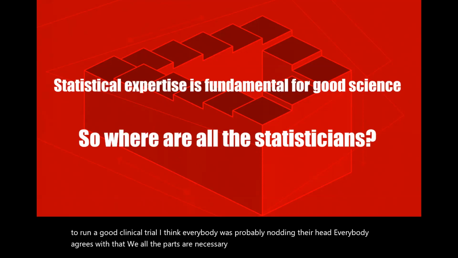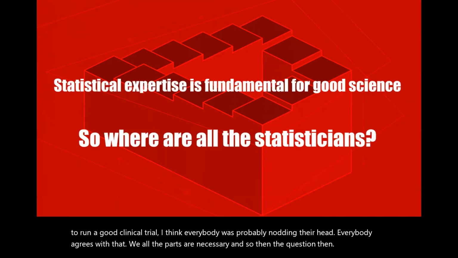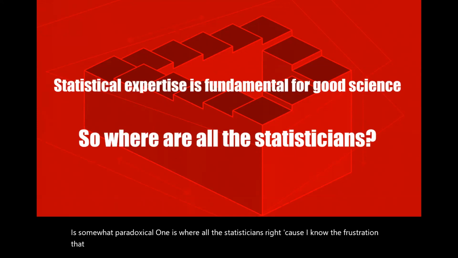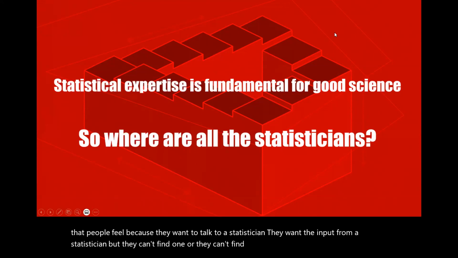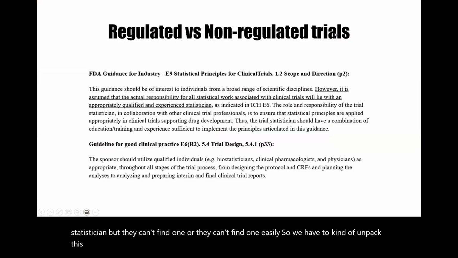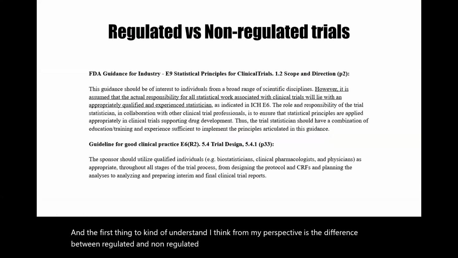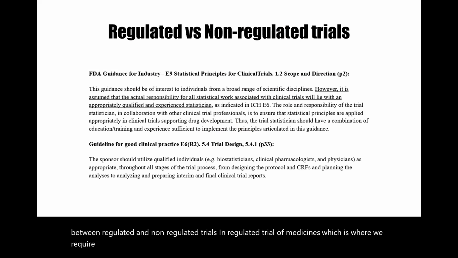And so then the question, a somewhat paradoxical one, is, well, where are all the statisticians, right? Because I know the frustration that people feel because they want to talk to a statistician. They want the input from a statistician, but they can't ever find one, or they can't find one easily. So we have to kind of unpack this just a little bit. And the first thing to understand, from my perspective, is the difference between regulated and non-regulated trials. In the regulated trial of medicines, which is where we require them, the involvement of a statistician is implied, if not actually mandated by the law, right?